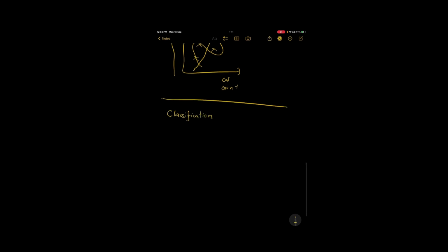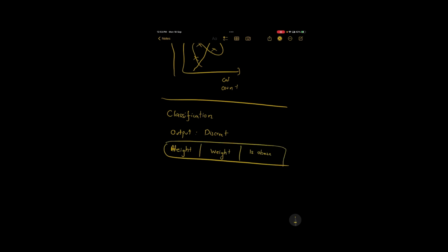Now, unlike regression, the output in a classification problem takes discrete values. What does that mean? Well, let's take an example to further elucidate. Say we have height and weight, and we have is obese. Once again, this is a supervised learning problem, so the labels are available to us, and we have tens of thousands of rows in this labeled data set.